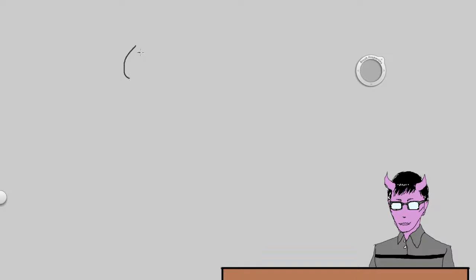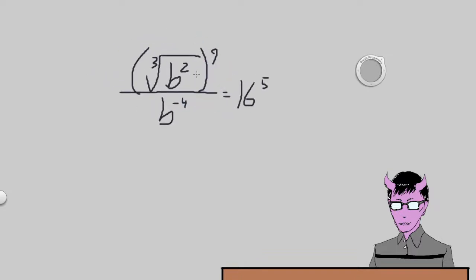So we have, in parentheses, the cubic root of b squared, quantity exponent 9, all over b to the power negative 4, is equal to 16 to the power of 5. Alright, so we don't need to do any log functions probably. Let's see what we've got.